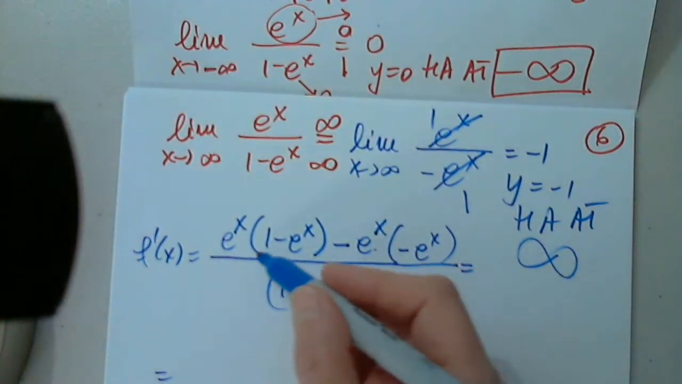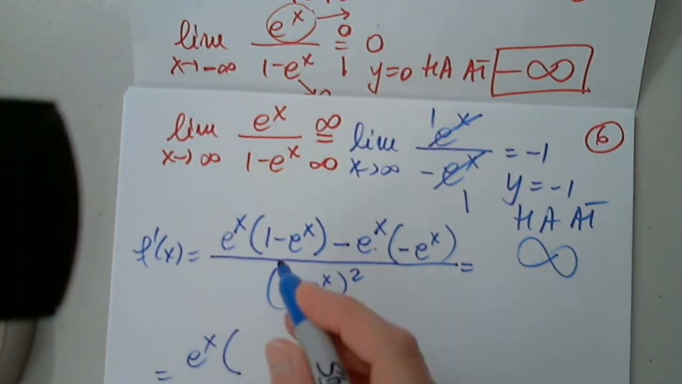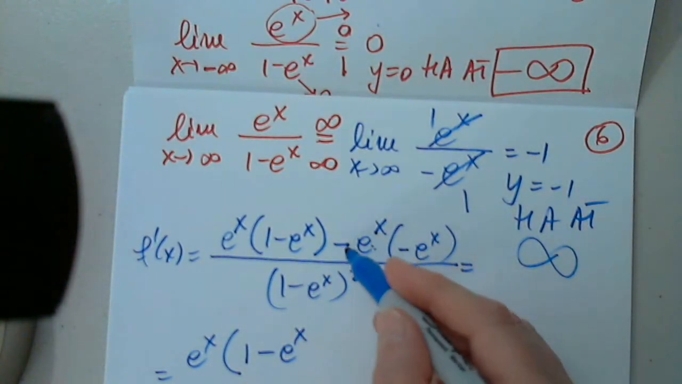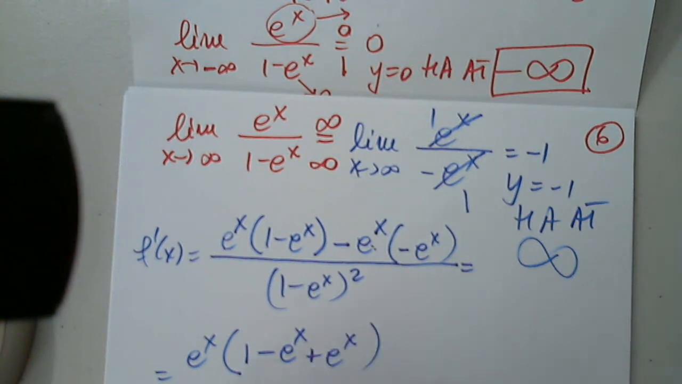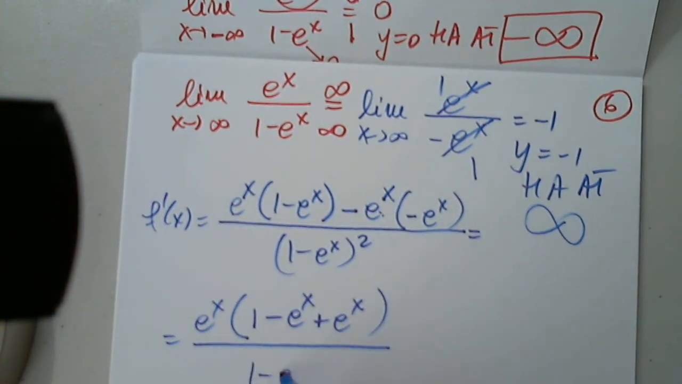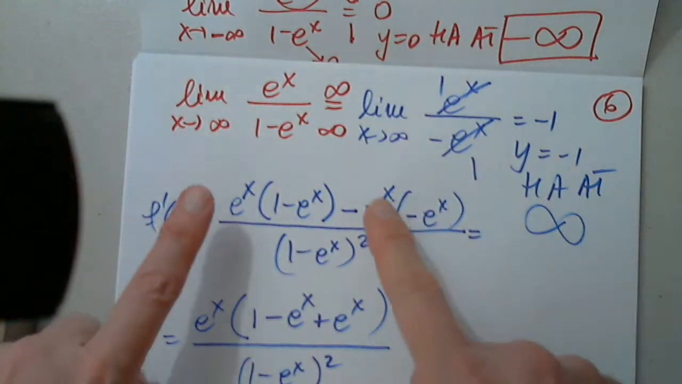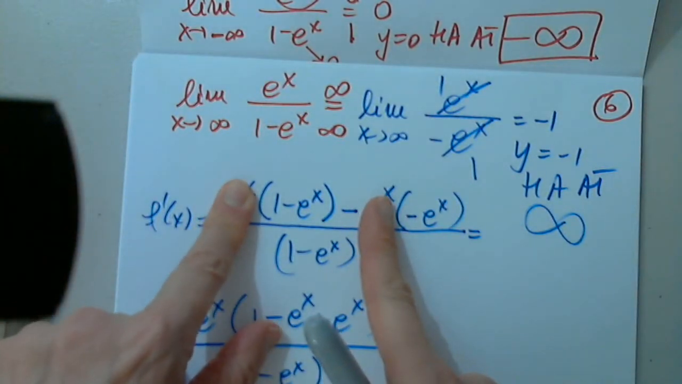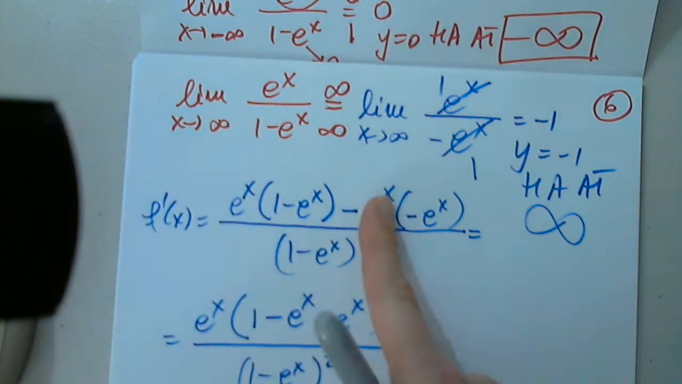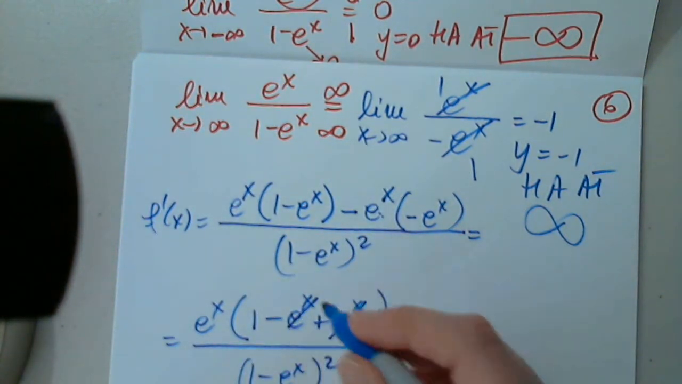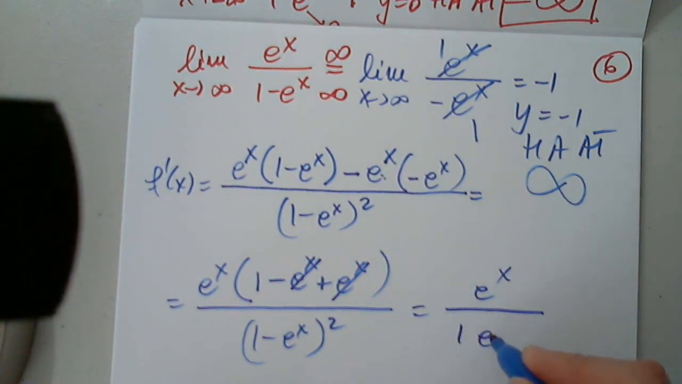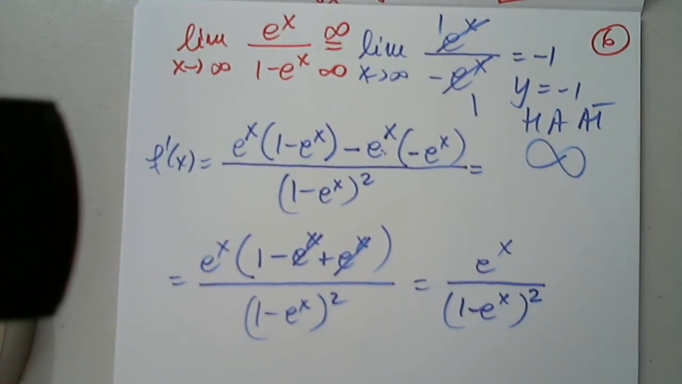Okay, so I see that I can factor out e to the x, and then I have 1 minus e to the x, and this is out, but plus e to the x. We'll check everything in a moment. So I took this out, so I have 1 minus e to the x, but then there is a negative with negative e to the x, so it's positive. So it's e to the x over 1 minus e to the x squared. Awesome.